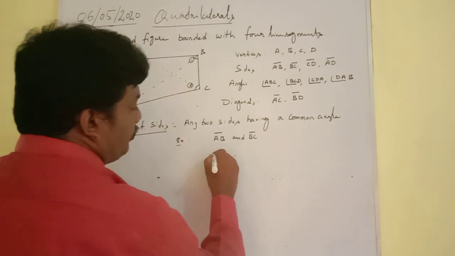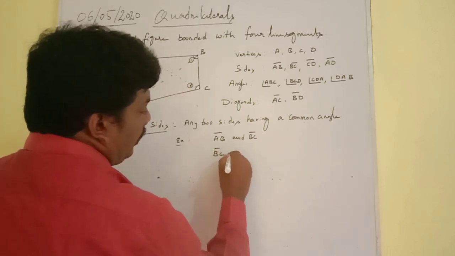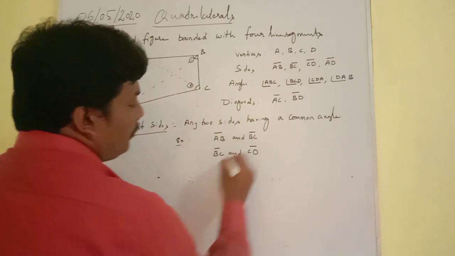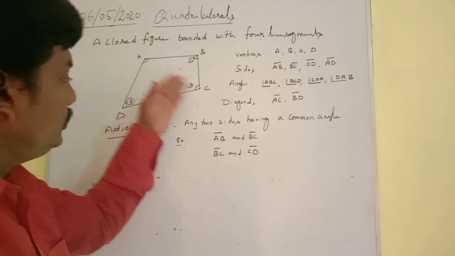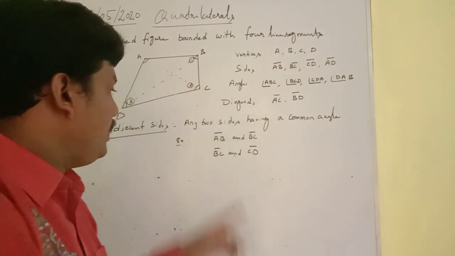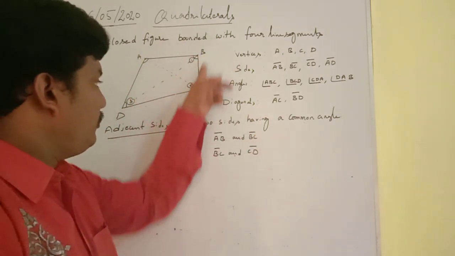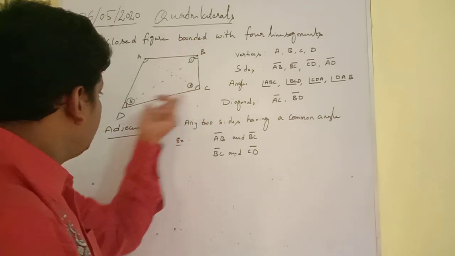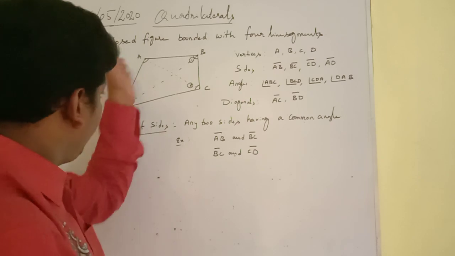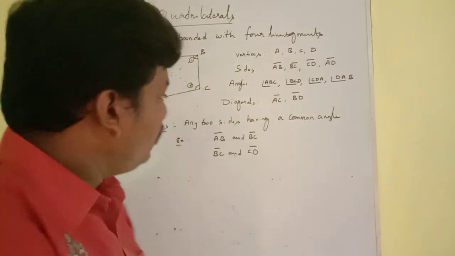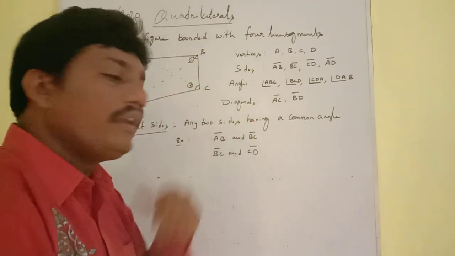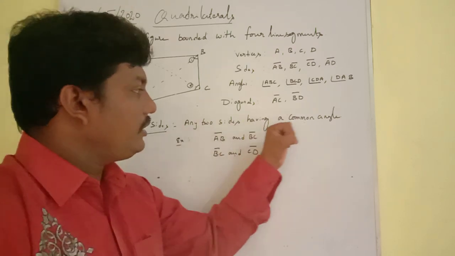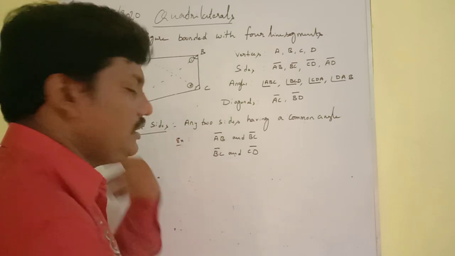Like that, BC and CD are also a pair of adjacent sides. AB and BC is one pair, BC and CD is another pair, then CD and AD is another pair, and AD and AB is another pair, because each of these pairs of sides forms an angle. So any two sides having a common angle are known as adjacent sides.